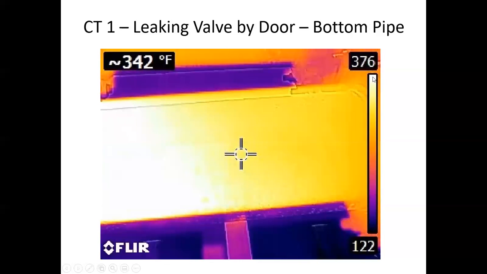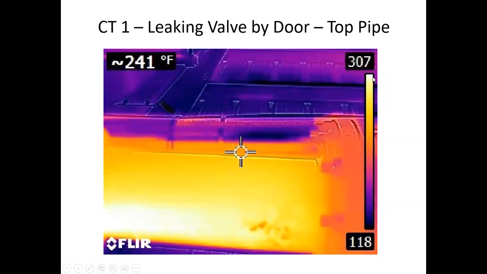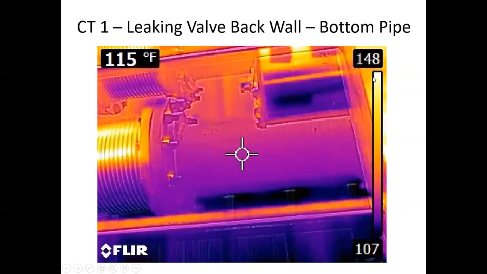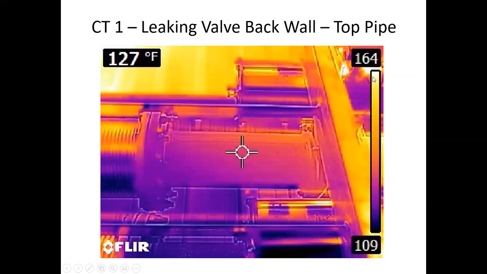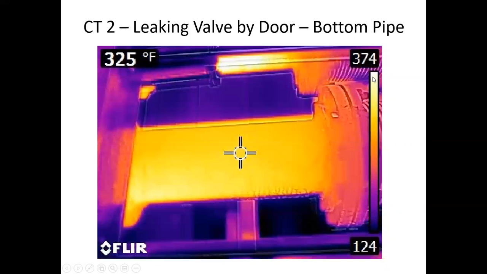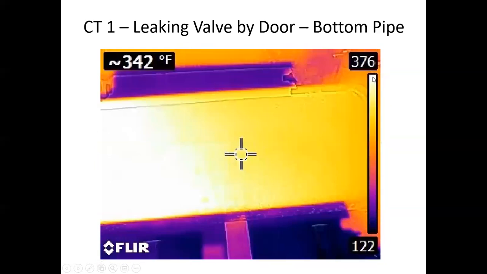That's the bottom pipe. That's the top pipe. So CT1, there are 2 of them. Now see, there's one that's good. That's the back wall bottom pipe. The 2 on the back wall look pretty good because it was warm in there. Okay, so bottom pipe, CT2, 325. Doesn't look as intense as this one though.